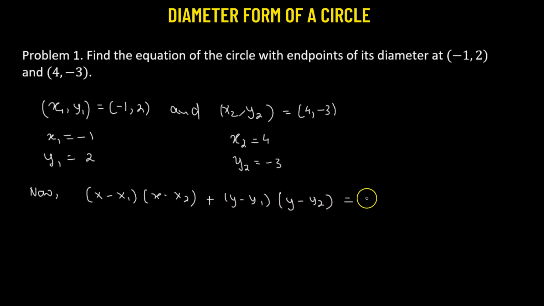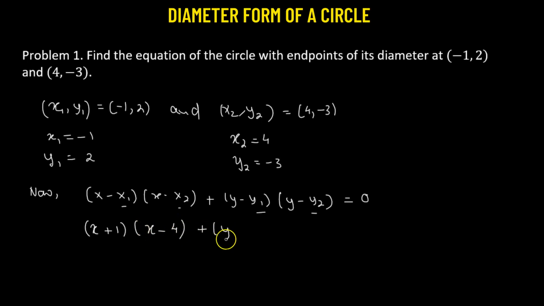So this gives the equation of the circle. All we have to do is substitute the values of x1, x2 and y1, y2 with their respective values. So we get x minus x1. So x1 here is negative 1, so we get x plus 1 multiplied by x minus x2. So x2 is 4, so we have x minus 4.